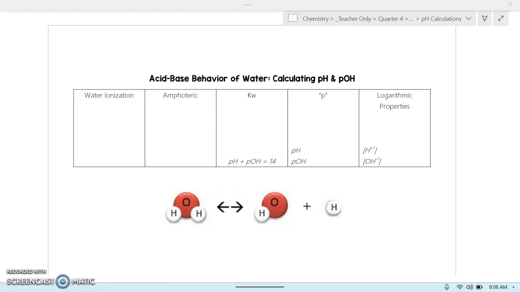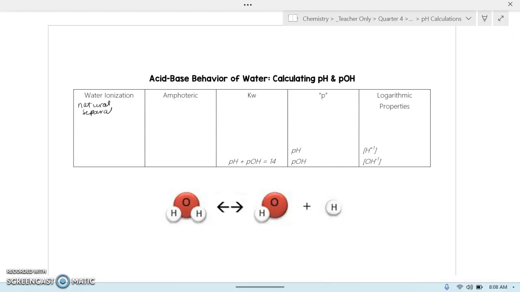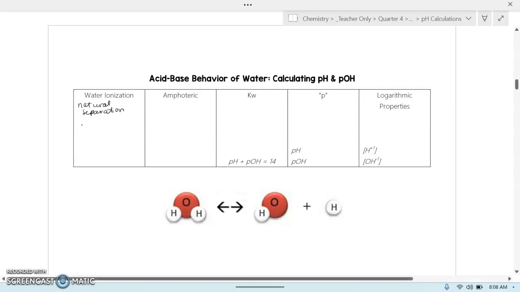When we have this ratio by which they ionize, we call it the equilibrium constant. Again, like I said, in pure water, they should be equal to one another. But if it's more basic, there will be more OH, and if it's acidic, there will be more H. So the ionization of the water is the natural separation of water molecules. And in order to find pH, it has to be in water. You have to have some sort of solution.